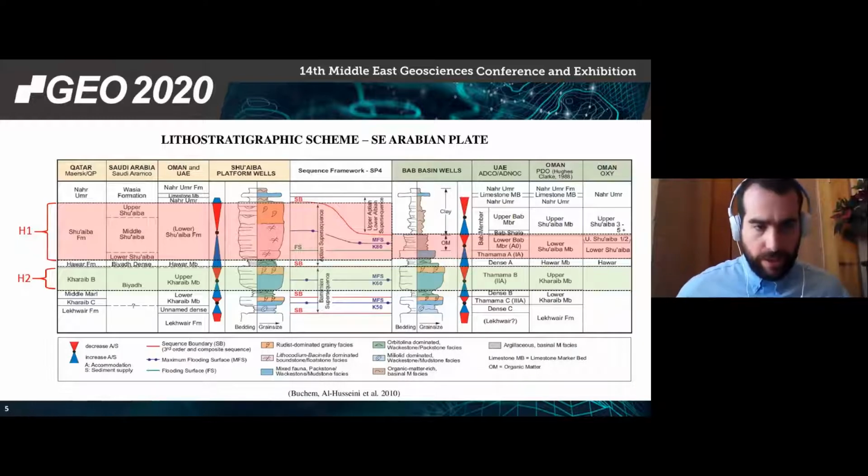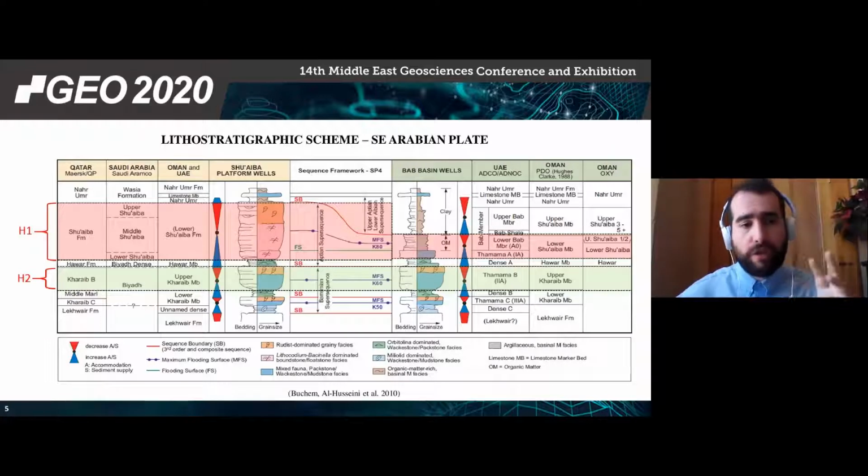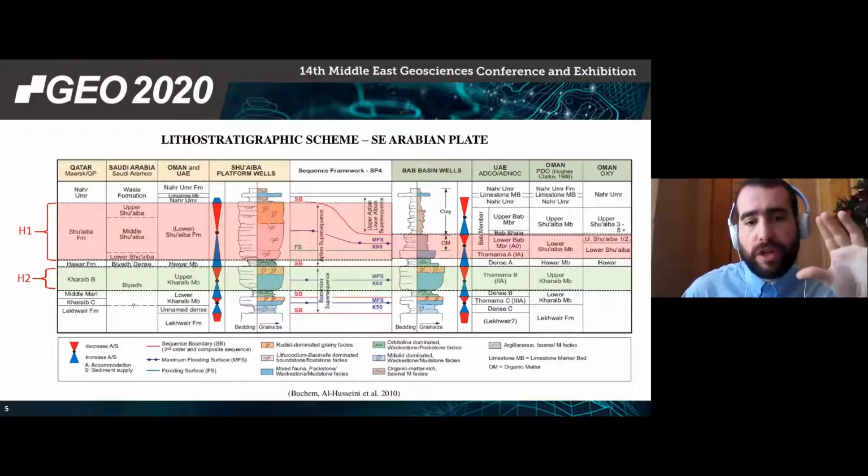So here is a lithostratigraphic scheme of the southeastern Arabian plate. And two of the largest geological formations of the region, but also globally, are found here. Known here and highlighted in red is the Shuaiba Formation. It's known as a progradational parasequence. And underlying that is the Kharaib Member, which is an aggradational parasequence. And there's many things that can be taken from this diagram, beautiful work by Buchbinder here, but there's basically three messages I want to get across. For the Shuaiba, the H1, look at the thickness variation from the platform wells to the basin wells. So there's a very large thickness variation.